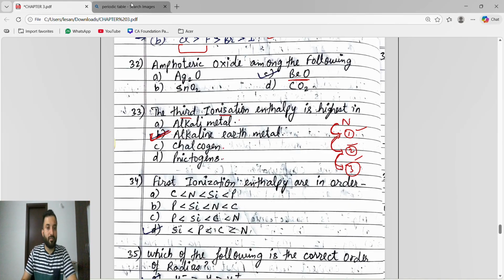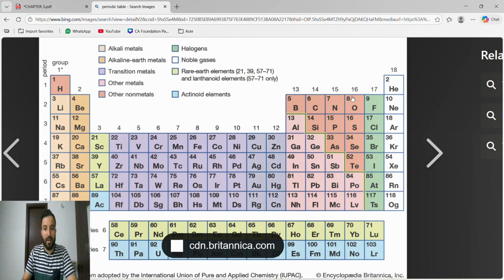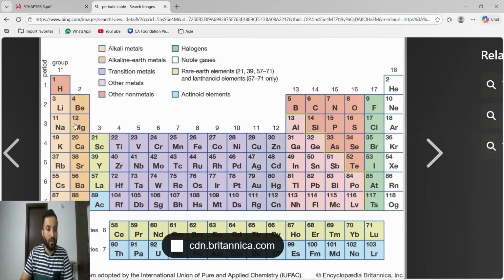Now see chalcogen and nitrogens. Chalcogen means group 16. Group 16 is this chalcogen. Okay. If you remove one electron, first ionization enthalpy, it will reach here. Second ionization enthalpy, it will reach here, means P2. So third ionization enthalpy, it is easy to remove from P2 to P1, because half filled and completely filled is difficult to remove.